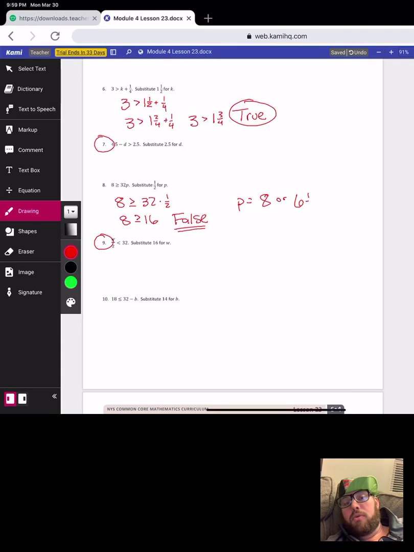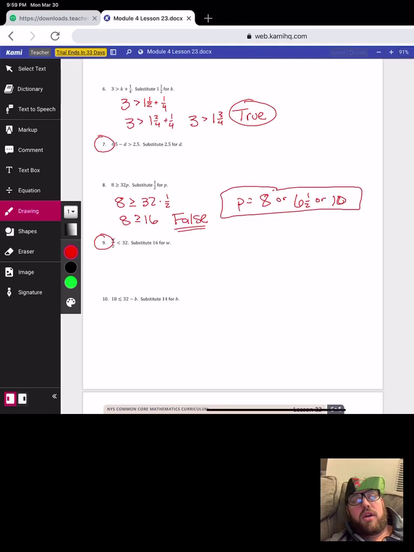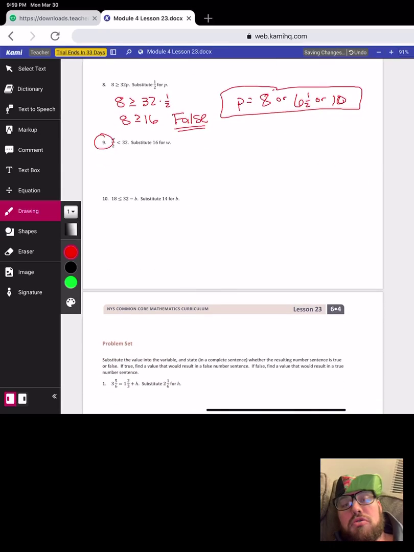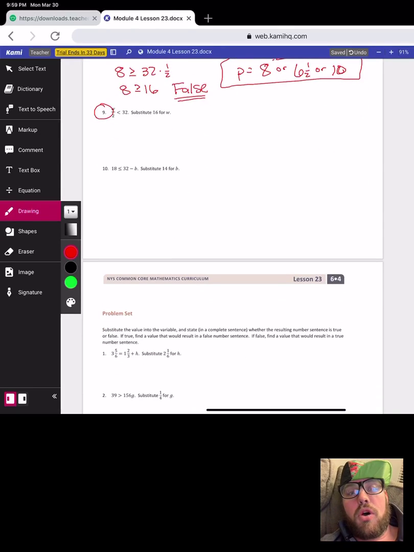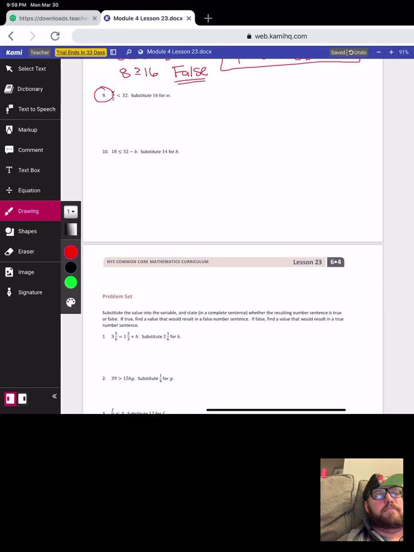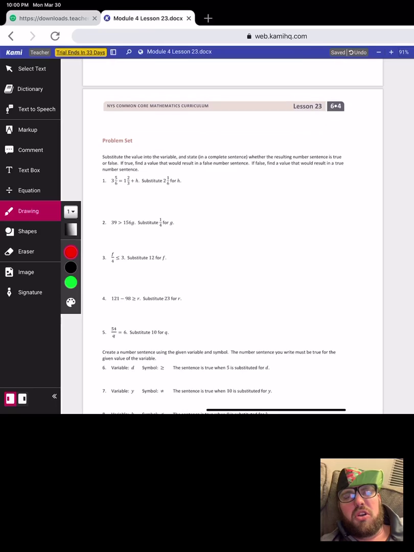32 divided by 8 gives me 4. Is 4 less than 8? Yeah, it's true. Or 6.5? Or 10? Right? No, that's false. Don't do 10. That's wrong. I'm wrong. Actually, I think I'm wrong on all of those.